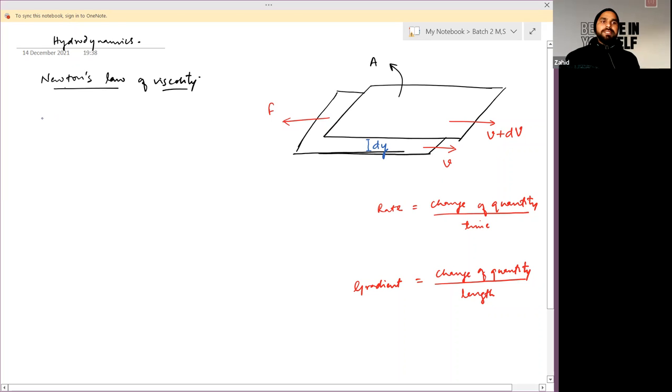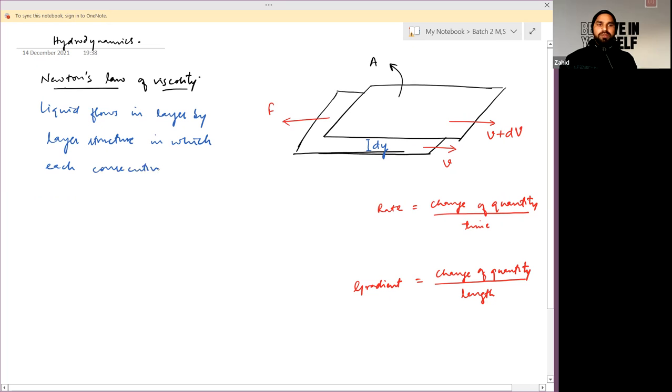So according to Newton's law of viscosity, liquid flows in layer by layer structure, in which each consecutive layer opposes its neighboring layer by an opposing force called viscous force.